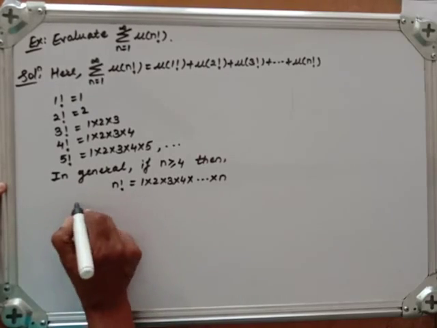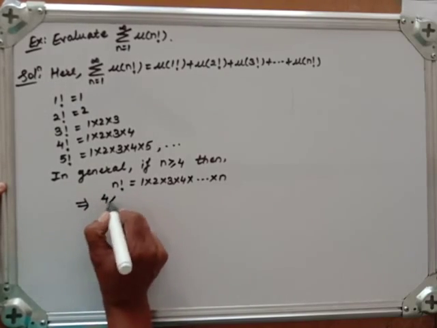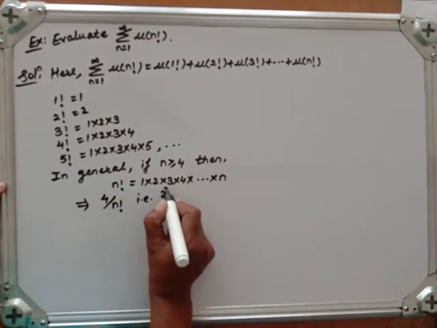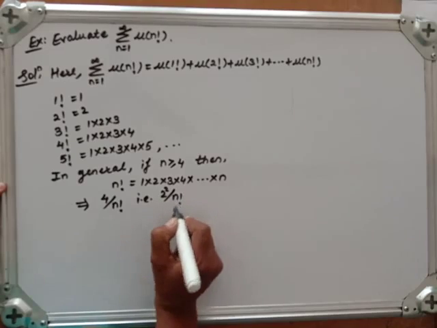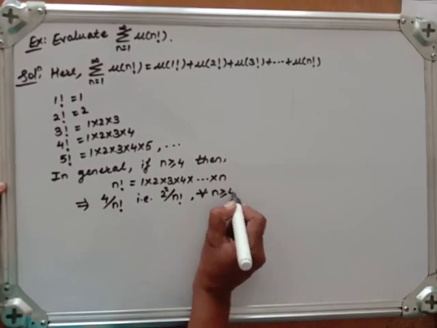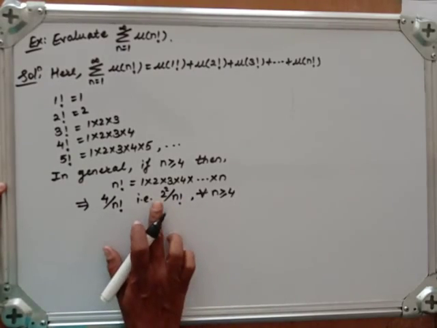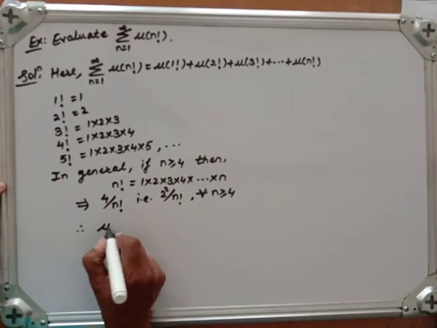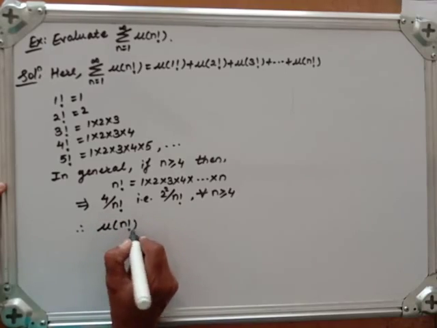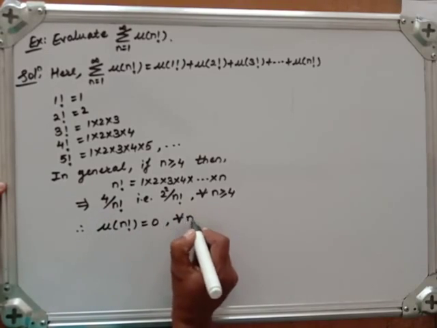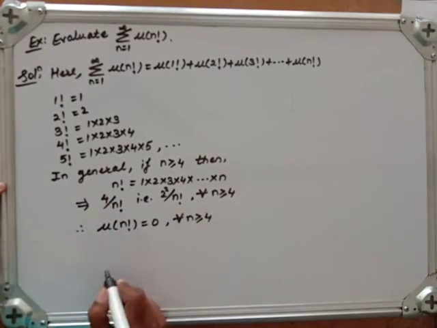So from this what can we say? 4 divides n factorial, that is 2 square divides n factorial, for all n greater than or equal to 4. If a prime square divides that one, therefore we can say mu of n factorial will be 0 for all n greater than or equal to 4.